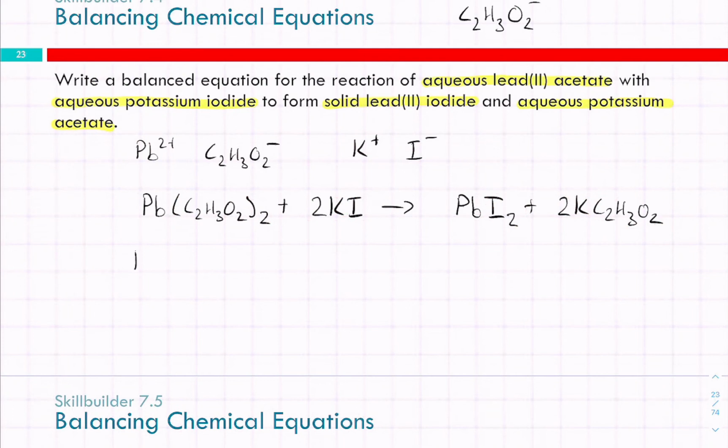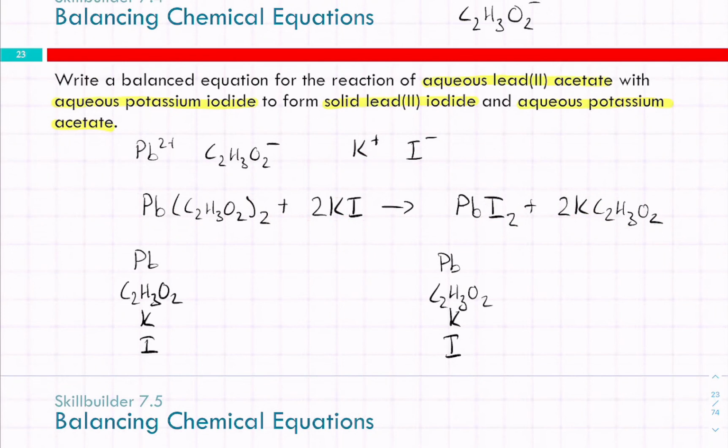So now we can count these. We have lead, and again, treat acetate sort of like it is an element. So we have lead, we have acetate, and we have potassium, and we have iodine. Lead, acetate, potassium, and iodide.